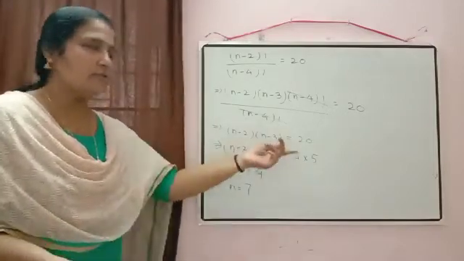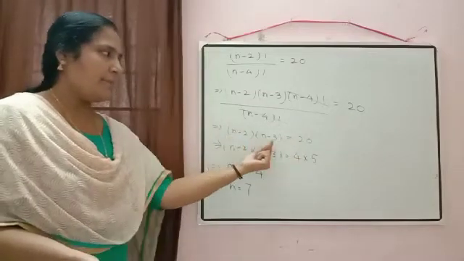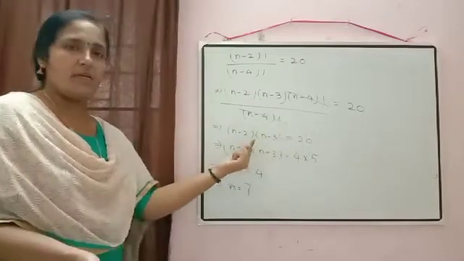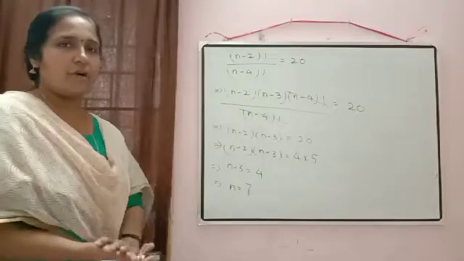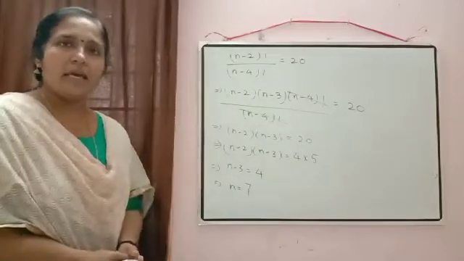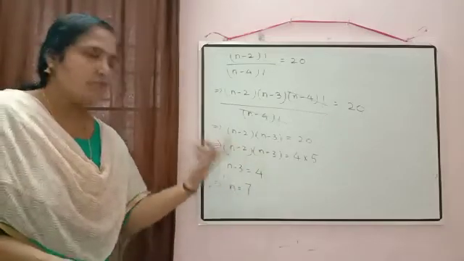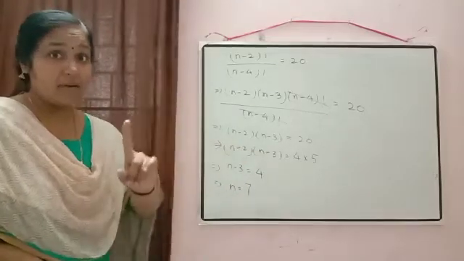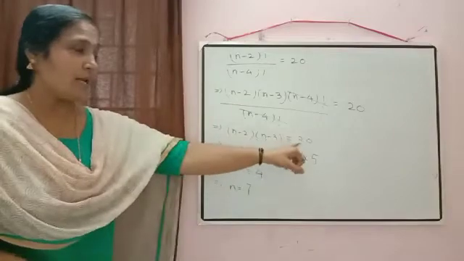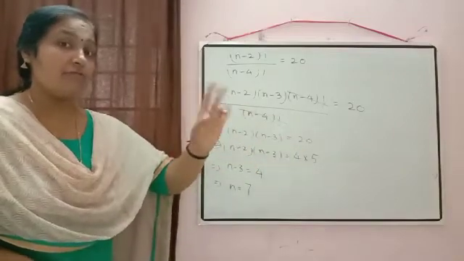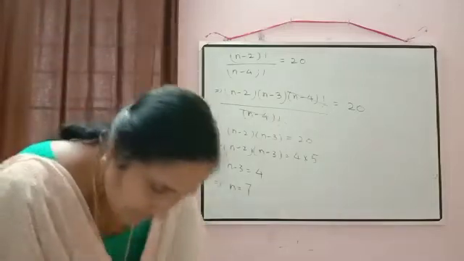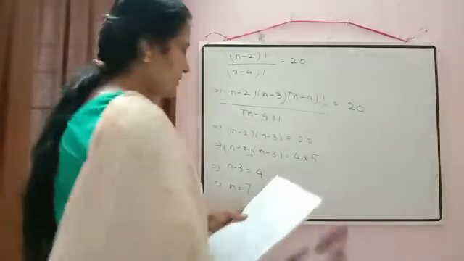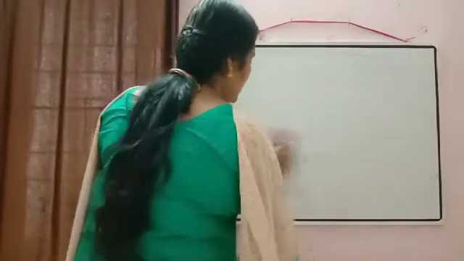Otherwise, if you have to use the quadratic formula, you multiply this expression and shift 20 also to the left hand side, and then you can use the quadratic formula and solve the quadratic equation. But in this way, in 2 steps your answer will come. But you have to know 20 can be written as the product of which two consecutive numbers. Is it clear? Okay.